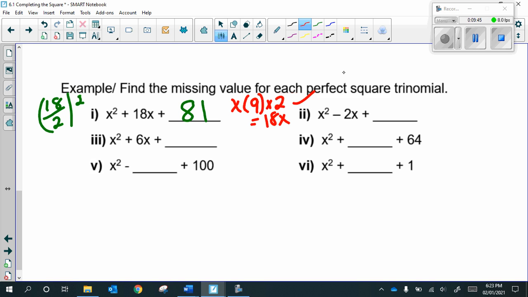x squared minus 2x plus blank. I want to make sure that's a perfect square. So what you're going to do is take your middle term, divide it by 2 and square it. So negative 2 divided by 2 is negative 1. Negative 1 squared is positive 1.